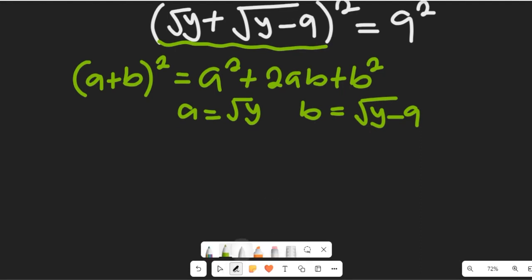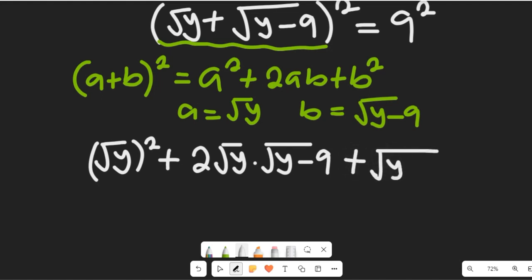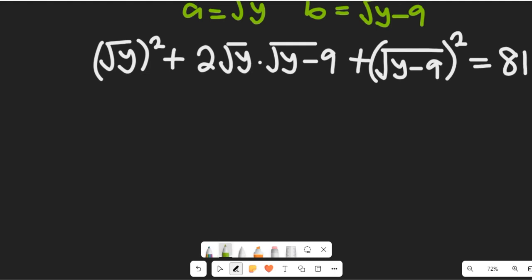So from that expression, we have the square root of y first, all squared, that is a, plus 2 multiplied by the square root of y multiplied by the square root of y minus 9, and that will be plus the square root of y minus 9, all squared, and this will be equal to 81, which is 9 squared. So from this expression, we can simply simplify. This square with square root will simply clear this square, and that one will be gone, while this square root will clear this square, and that part will be gone.